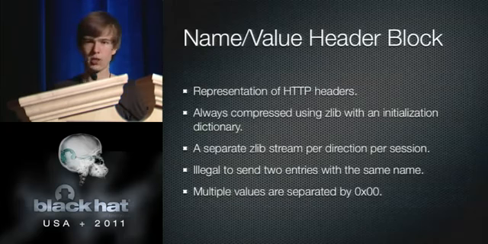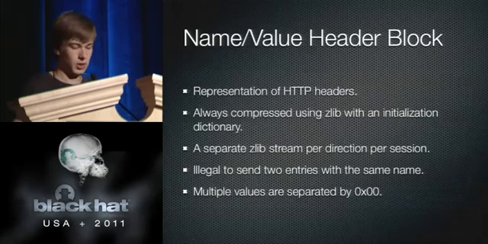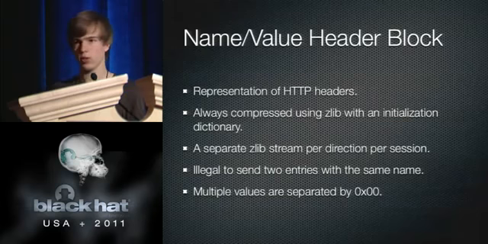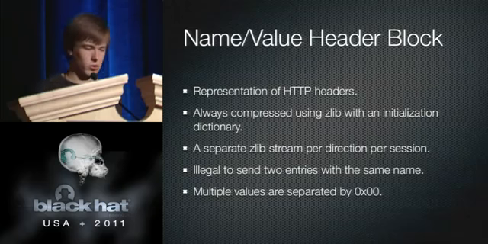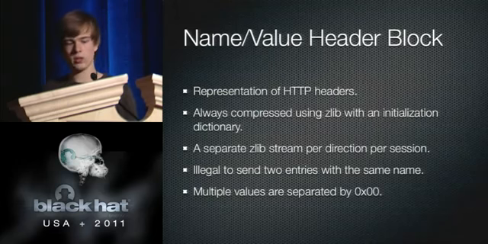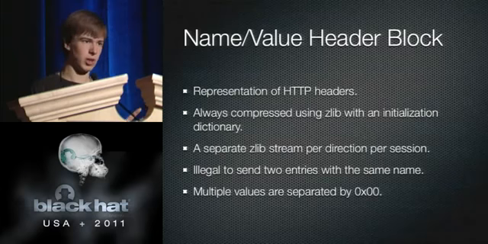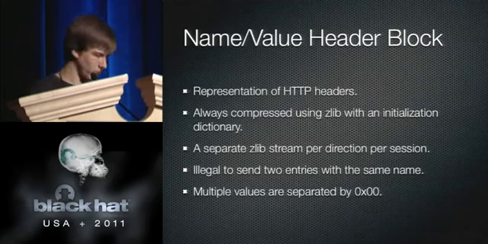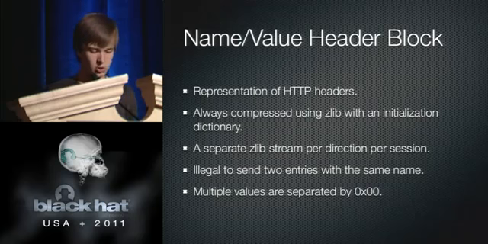Name value header blocks are always compressed using zlib with a pre-initialized dictionary. Basically, Google determined the most commonly used words in headers and created a dictionary for the zlib library, which allows it to do much better compression than without a dictionary.